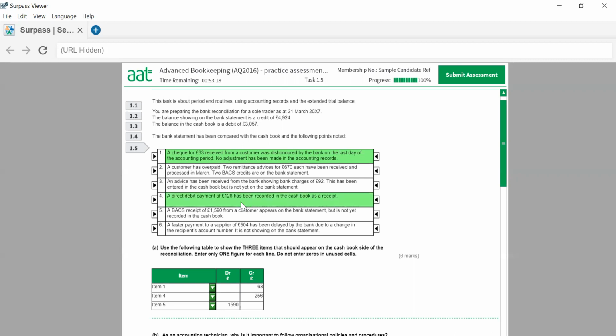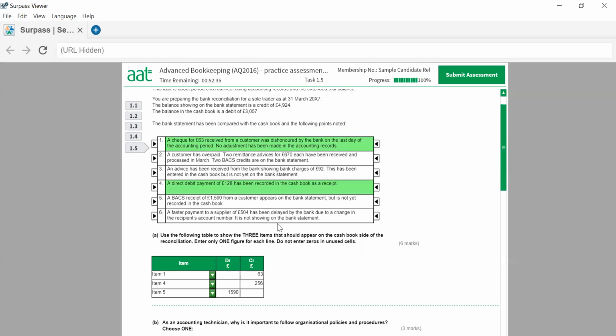So let's have a look, a direct debit payment. It was a payment and we recorded it as a receipt. So we debited the cash book for 128 when it should have been a credit of 128. Normally we would credit it to close it, and then credit it again to make it right. But to save having to do that, we've debited 128 but it should have been credited 128, so we just double it to 256. We're going to credit 256 in the cash book, and that will put it right.